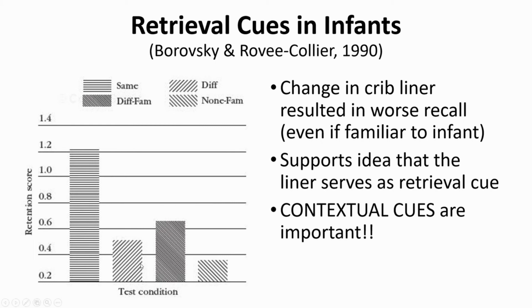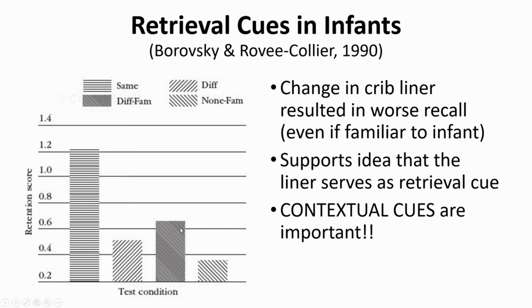Ooh, I'm really struggling with words today, I apologize. Our next weird bar pattern here is for the different but familiar group. So this group was trained with one cloth liner and then tested using a different liner, but they had previous experience with that liner, so it wasn't completely new to them. They had just never had any training with it. And we still see much reduced kicking, even though that liner was familiar, because it wasn't the same one that they were trained with.